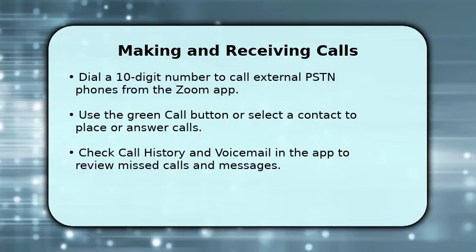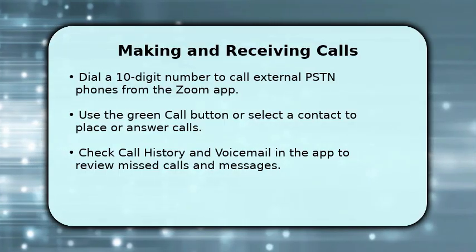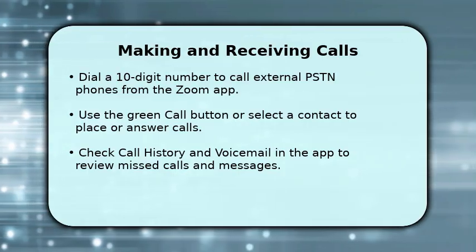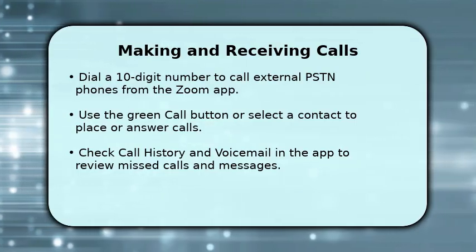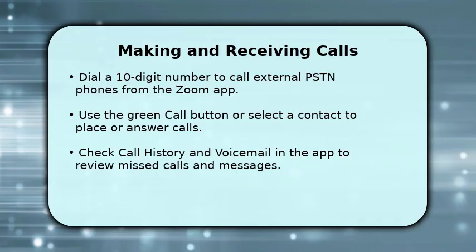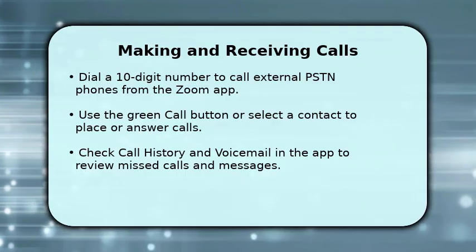To place calls, open the Zoom phone tab and dial a 10-digit number to call external PSTN phones. Tap the green call button or select a contact to place or answer calls from desktop or mobile. Use the keypad to enter extension numbers or keypad prompts during automated menus.